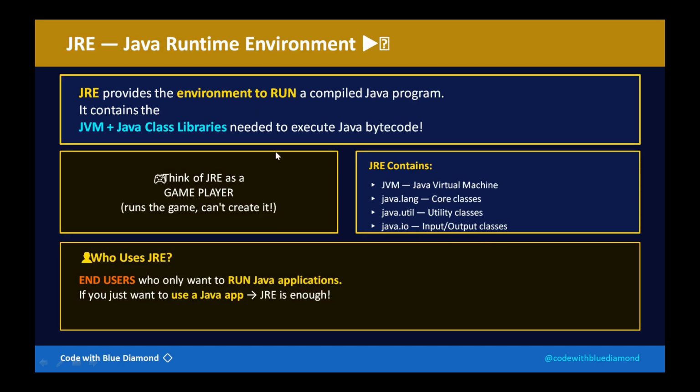Now let us talk about JRE. JRE is the Java Runtime Environment. It provides the environment to run a complete Java program. It contains the JVM plus the Java class libraries needed to execute Java bytecode. Think of JRE like a game player. You can play the game, but you cannot create it. JRE can run Java programs, but it cannot compile or develop them. It contains JVM, which is the Java Virtual Machine, and java.lang, core Java classes, utility classes, and input output classes.